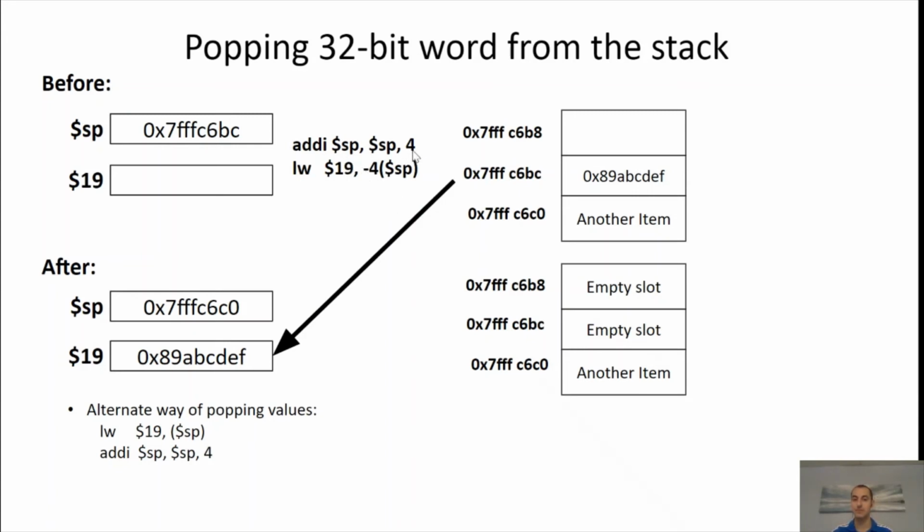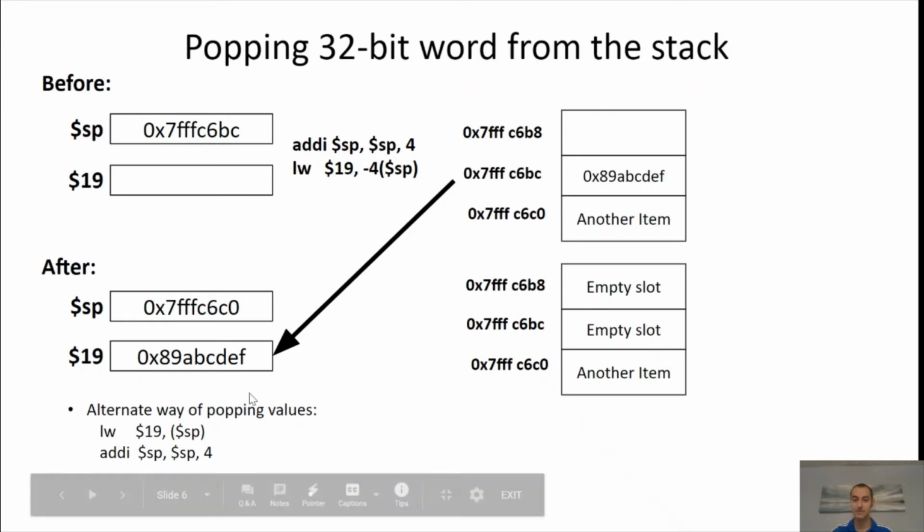So the stack pointer is moved now to this location. So we are reading from an offset of -4. Basically we're going to read from this place, which was our top of the stack, and that's going to copy this data to our register 19. So if you look at the after situation, we're going to have register 19 filled with the data that was on top of our stack.